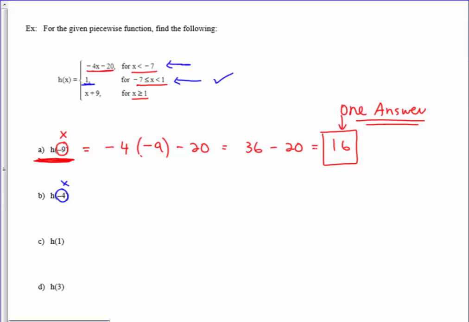Now that function is just constant. In other words, the y value is 1 as long as your x's are between -7 and 1. So this one, you don't have to plug the -4 into anything. It would just be 1 as the y value.